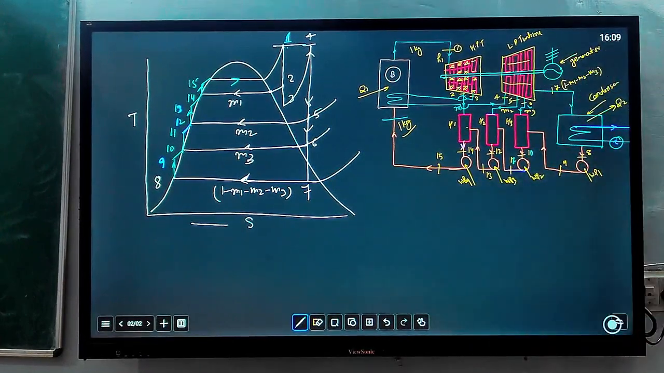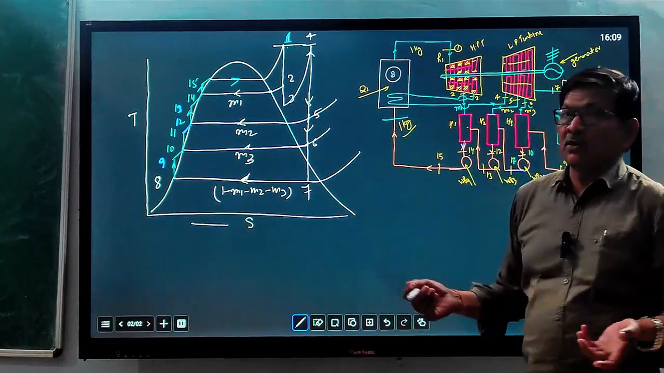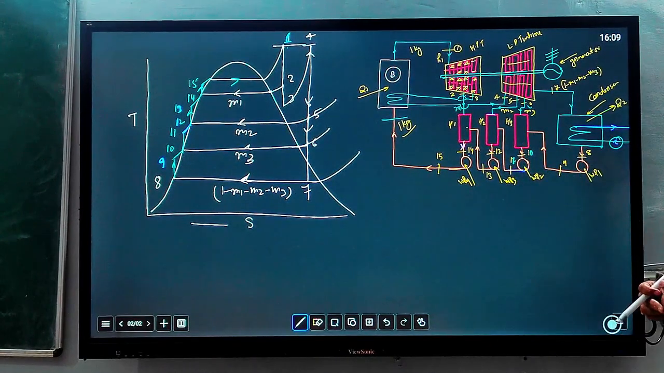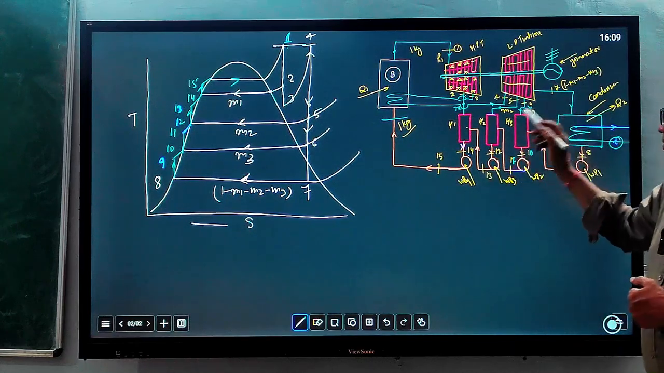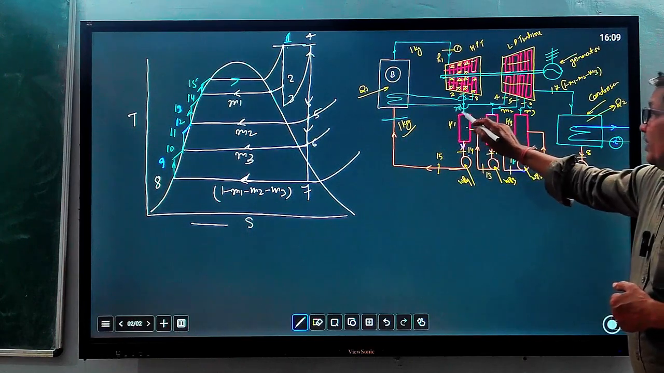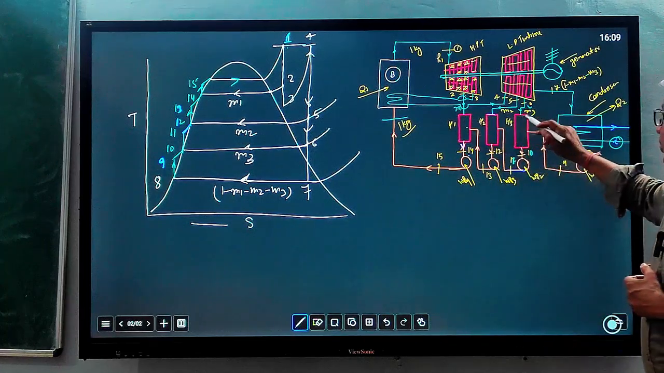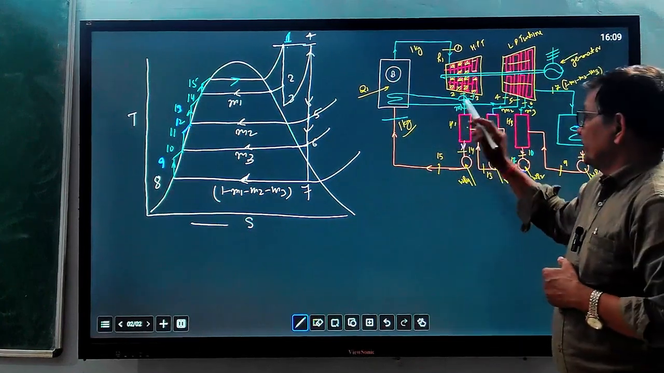So now let us start calculating turbine work, net work and heat addition, all these things, using energy balance equations. First, I think it is better to write the energy balance equation of heater 1, heater 2 and heater 3. Always start the energy balance equation from heater 1, because you will find a smaller number of unknown quantities. Only M1 is unknown. If you start from here, you will find 3 quantities are unknown. So always start from heater 1.